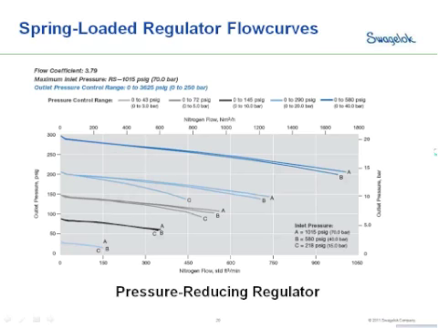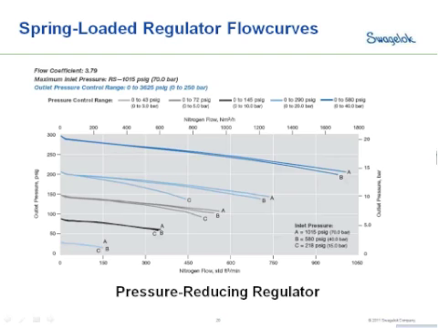The best way to size the regulator is to look at the flow curve. This is an example of a flow curve shown on the screen. Flow curves are very typically developed from testing. So what you're looking at is going to be data that has been derived from physical testing of regulators. They're typically tested using nitrogen or air, and typically at 70 degrees Fahrenheit.